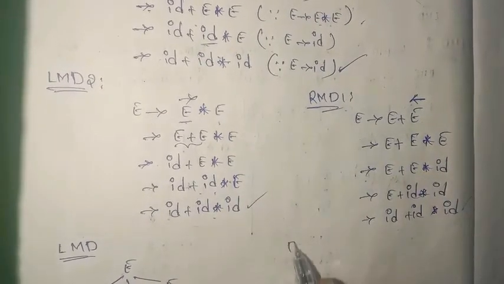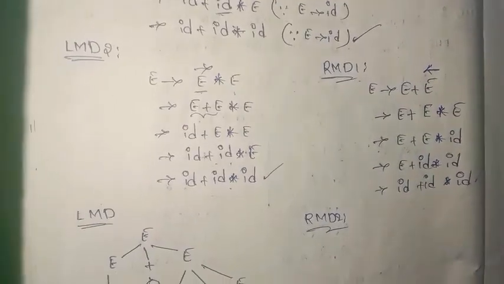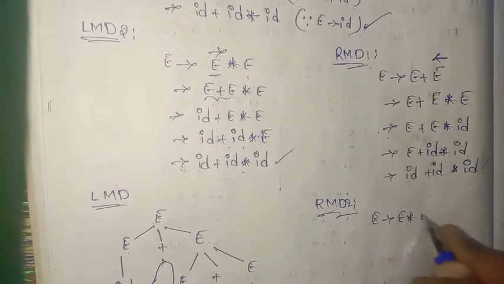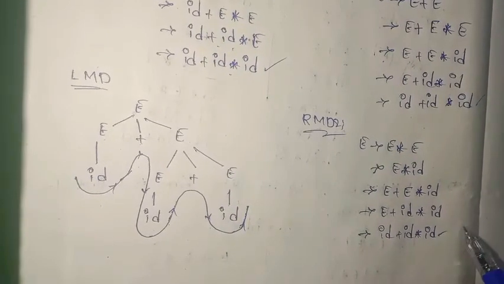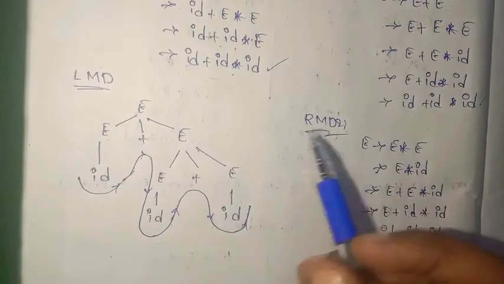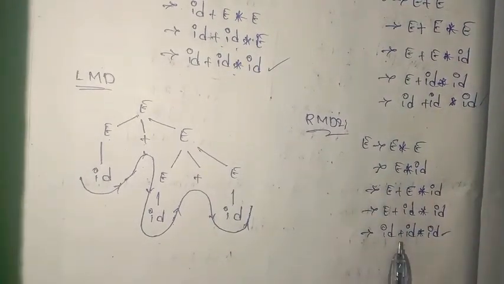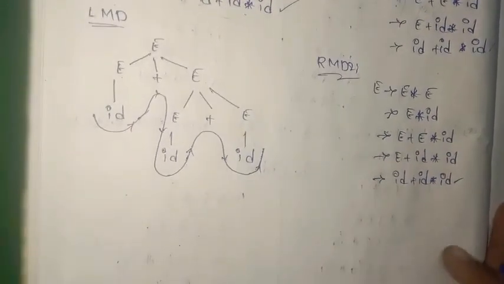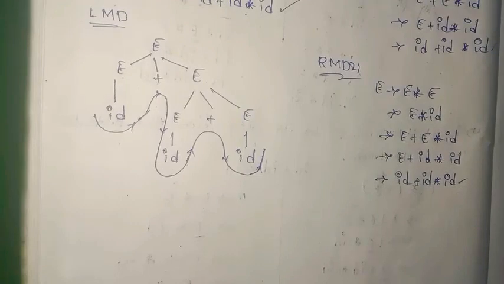Then let's check for the second RMD. If it has two RMDs, then it is known as ambiguous grammar. The second RMD is E derives E into E. Then, see guys, we got the string. That means it has more than one RMD, so it is known as ambiguous grammar. We just need to prove that it has either more than one LMD or more than one RMD. So if you have any doubt, then just draw the parse tree for it. Then it will be clear for you.